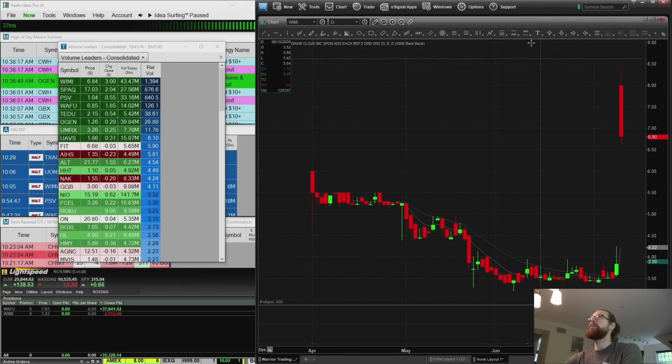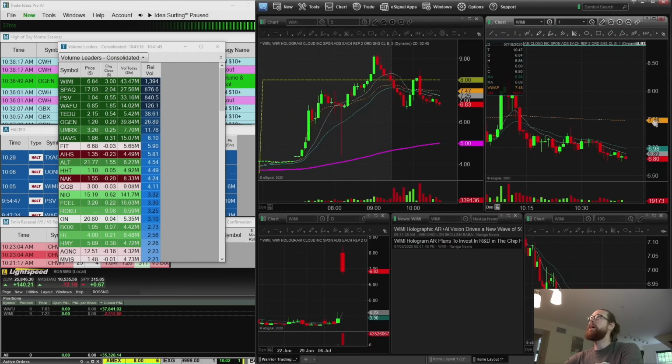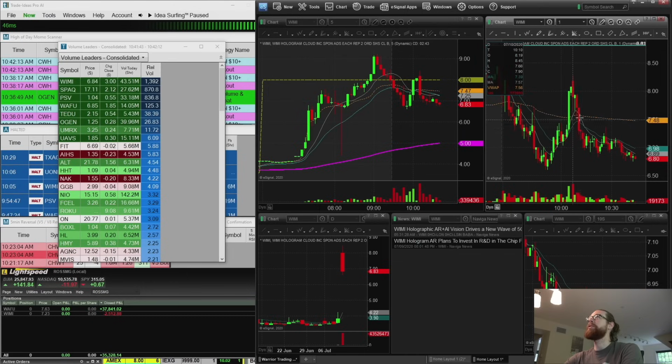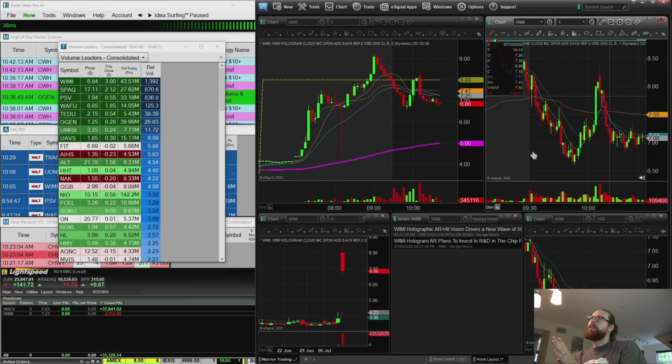In contrast, WIMI, with the leading volume, although I struggled with it a little bit, you can see that it's red today and it's been choppy. I was green on it, and then I gave back my profit doing a dip trade in this area. But the fact is, this was the right stock to be watching.